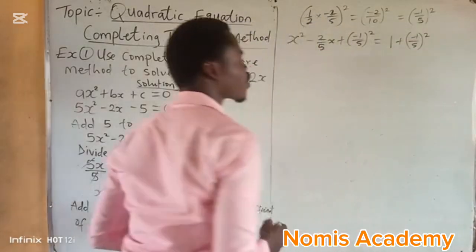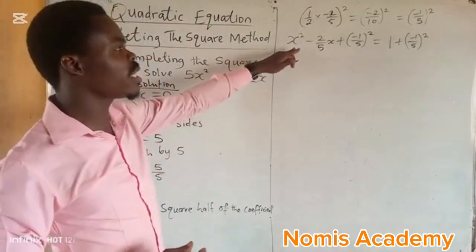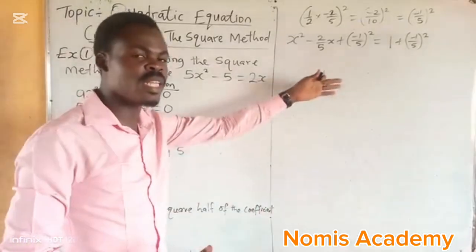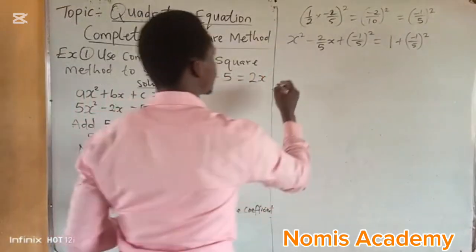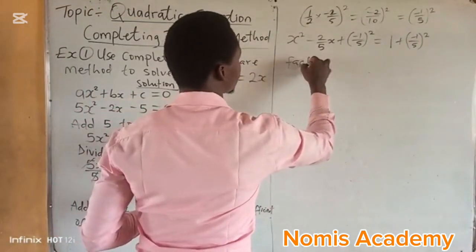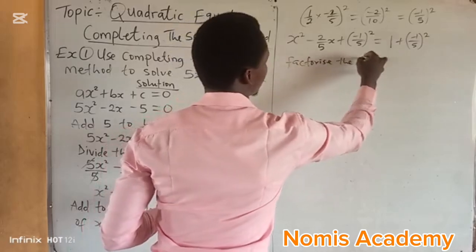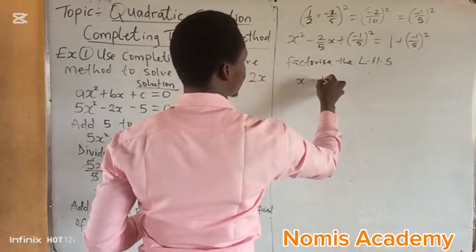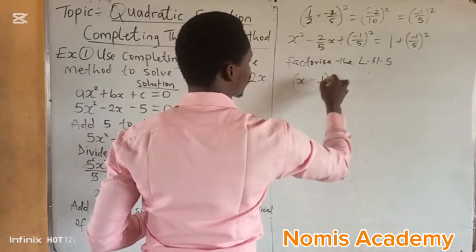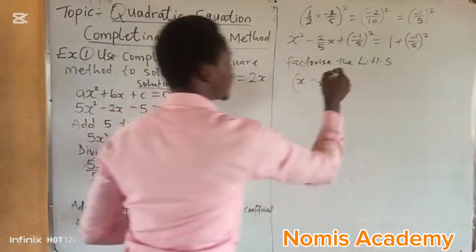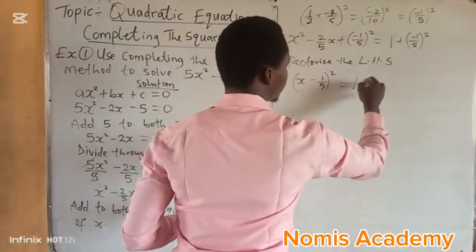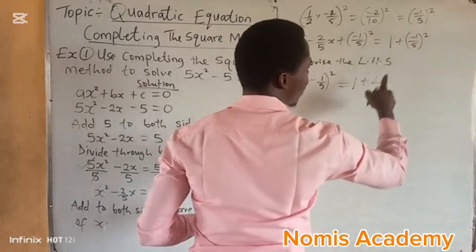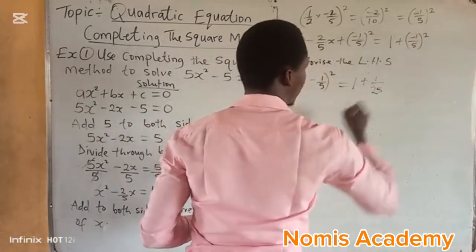Alright, since we've made the left hand side a perfect square, we can easily factorize the left hand side. So that will be x minus 1 over 5 raised to the power of 2, and then equal to 1 plus, we have there as minus 1 square is 1 and 5 square is 25.